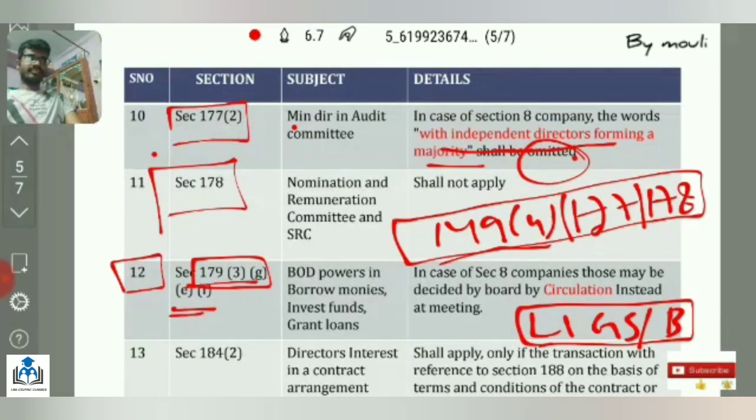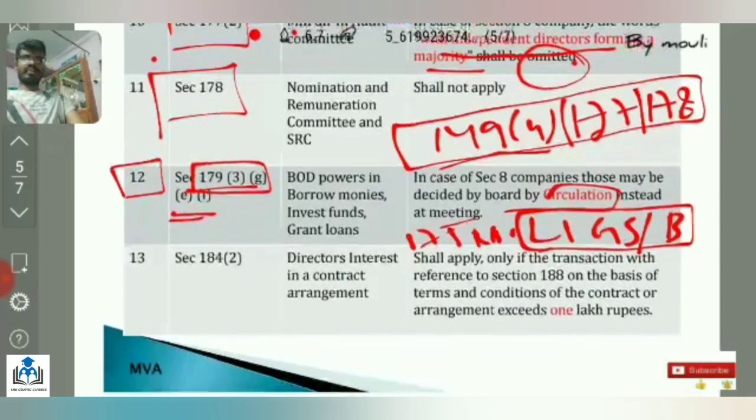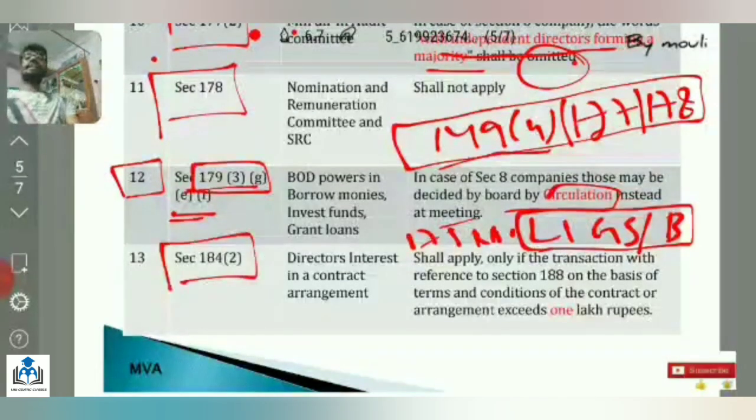Really, in case of a Section 8 company, those may be decided by circulation. That is, under Section 175, a resolution by circulation can be decided, right? And coming to our next point, 184(2). 184(2) is about interested directors, right?